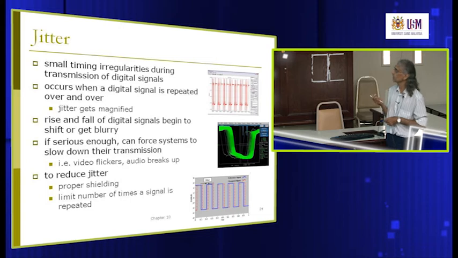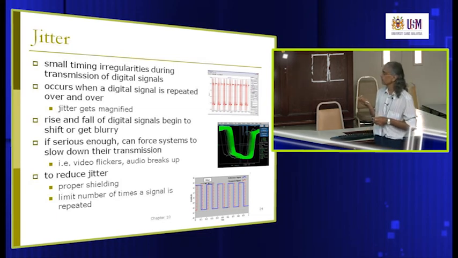Jitter occurs due to timing irregularities during the transmission of digital signals, especially when it gets repeated over and over, right? So the rise and fall of digital signals begin to shift or get blurry, like this. Instead of one clean line, you get multiple, the red and the blue lines, right? For example, like this also. If it's serious, it can actually interfere with the transmission, because now you cannot read. If it gets too much, then you don't know where to read, because this thing is becoming a bit blurry. It's not a clean signal anymore.